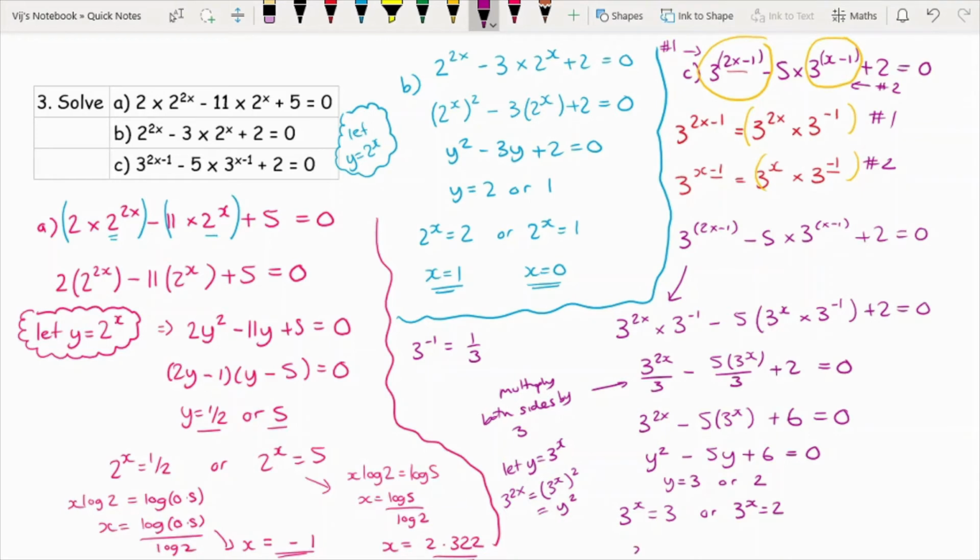Now in this case, x is just going to equal 1. However, in this case here, I'll have log 3 with the x moved to the front, equals log 2. So x equals log 2 over log 3, which gives me an x value of 0.631 to 3 decimal places.